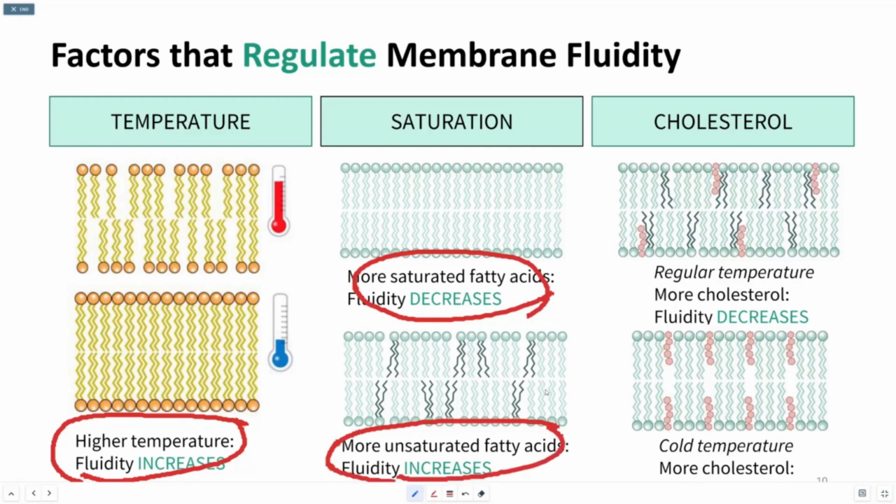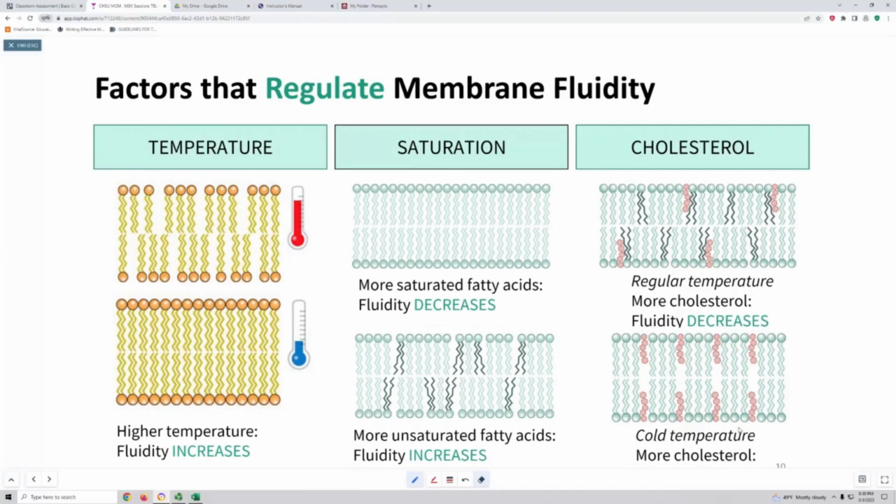And cholesterol plays an important role in regulating the ability of the cell membrane to handle temperature. And last but not least, with cholesterol, during regular temperature, more cholesterol causes the fluidity to decrease, whereas in cold temperatures, the cholesterol causes the fluidity to increase.